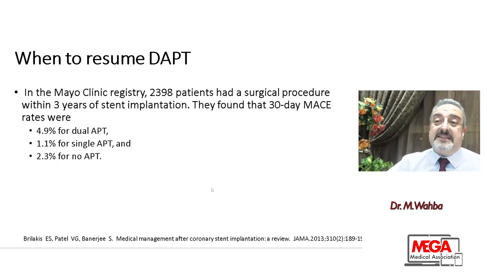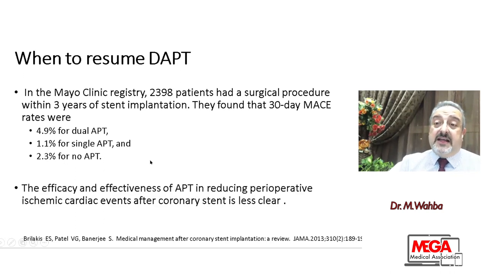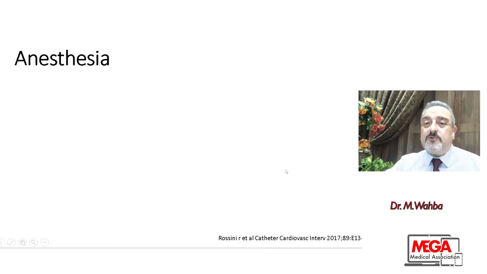And out of this study of 2,400 patients, that was the result: with dual antiplatelet therapy, they developed major adverse cardiac events in 5% of the patients. The ones taking aspirin alone had only 1% major adverse cardiac events. And the ones who neglected taking medication completely and did not follow the doctor's order had 2.3%. This means that the efficacy and effectiveness of antiplatelet therapy in reducing perioperative ischemic cardiac events after a coronary stent is not clear, whether to stop, to start on two, or start on one. It is very questionable.